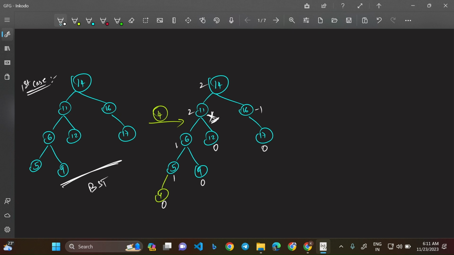Here it is 2, and the problem is gradually being continued to the nodes above it as well. So the main problem is here. Now we need to rectify this. I'll just erase these points. Now we need to rectify this. How are we going to rectify?